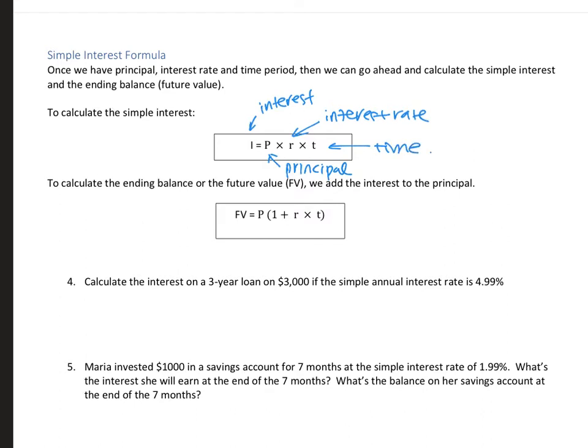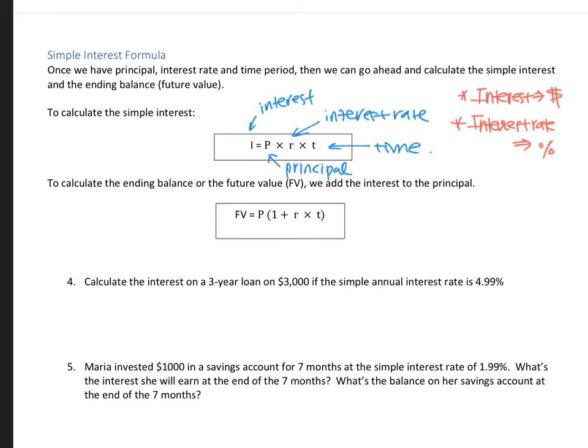Again, there's a difference between interest versus interest rate. Interest is a dollar amount. Interest rate is a percent. So maybe I should make a little side note here. Interest is the dollar amount. Interest rate is a percent. So we're calculating an actual dollar amount versus interest rate, which is a percent.